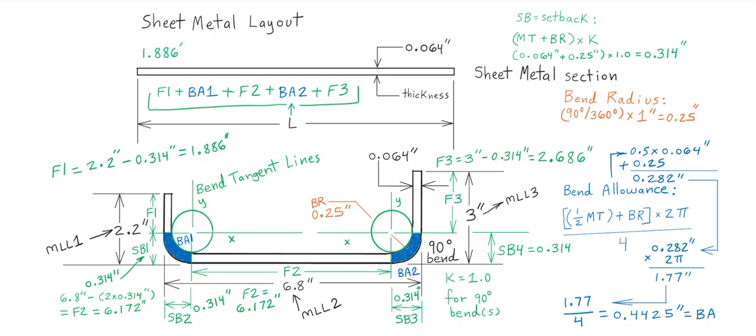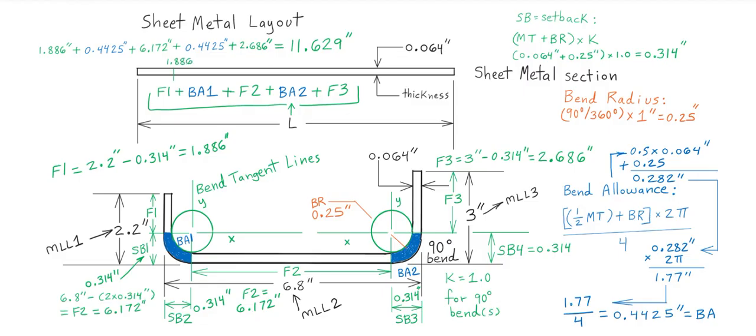So now we can complete the calculation. F1 plus BA1 plus F2 plus BA2 plus F3. So we calculate 11.629 inches is the unbent length.